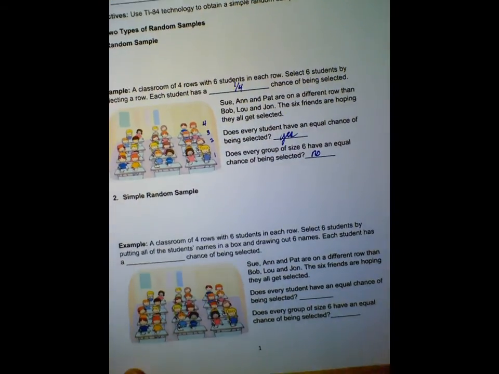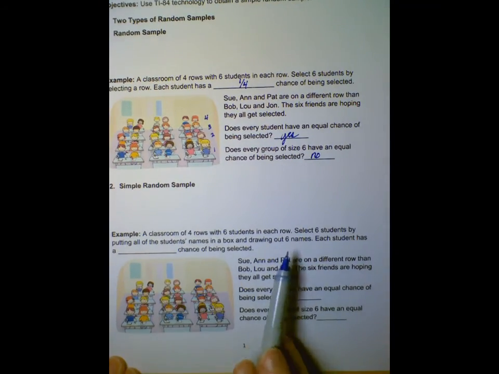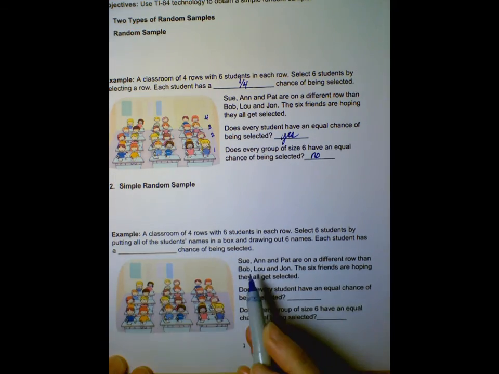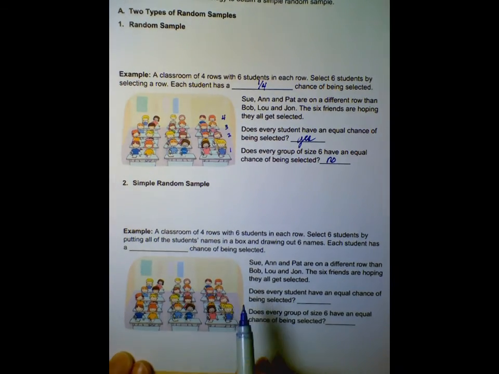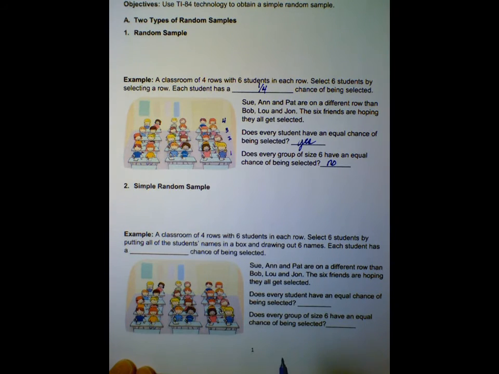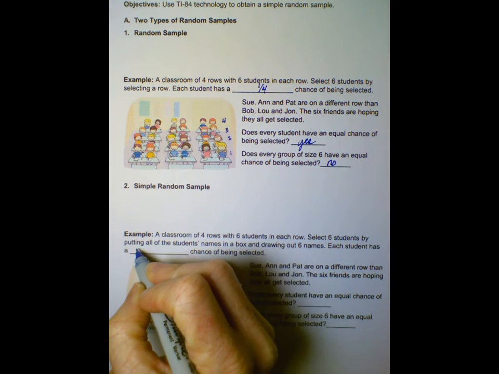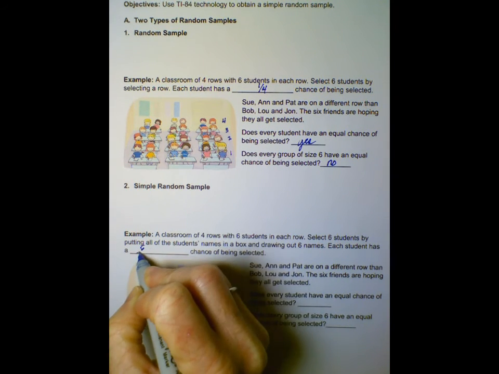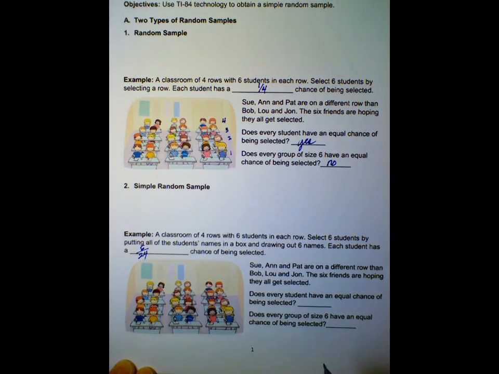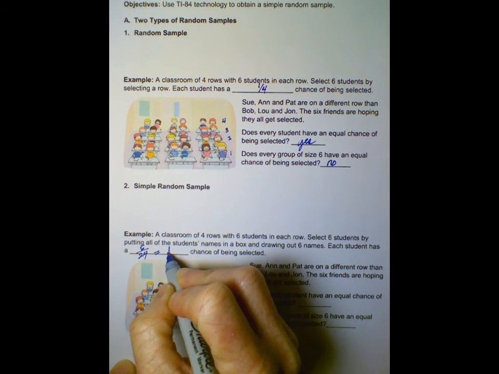Okay, so back at our example, if we have the same classroom with the 4 rows of 6 students, but now instead of choosing by row, we're going to put all their names in a box on a little slip of paper, right? And we're going to draw 6 different names out. So each student has what chance of being selected? Well, we're going to draw 6 names out of 24 students, right? Which simplifies to 1/4.